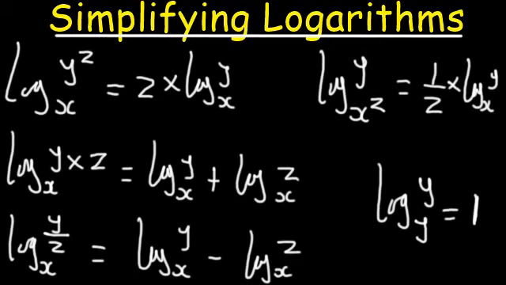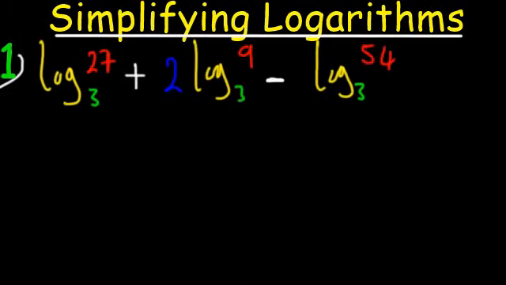Now, let's try to go over a few examples. Let's begin with the first one. By the way, feel free to pause the video and try to provide the solution to this problem. Simplify the log of 27 to a base of 3 plus 2 log of 9 to a base of 3 minus log of 54 to a base of 3.